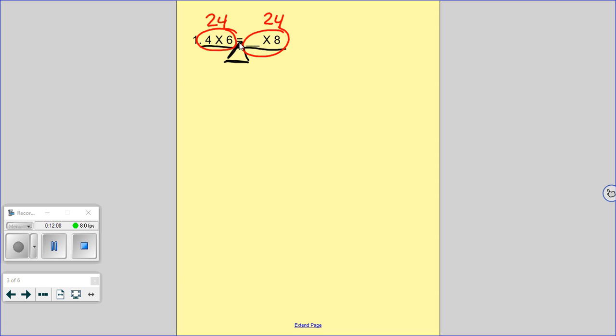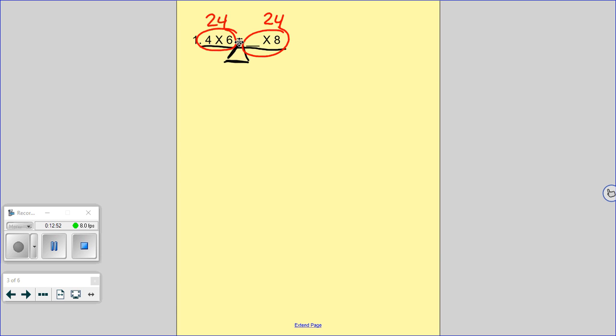Let's see if one group of 8 is going to balance this out. Did it balance this out? No. One group of 8 does not equal 4 groups of 6. What about 2 groups of 8? That's 16. What is that total? You know this. Is 16 equal to 24? No. What about 3 groups of 8? Yes, it is.